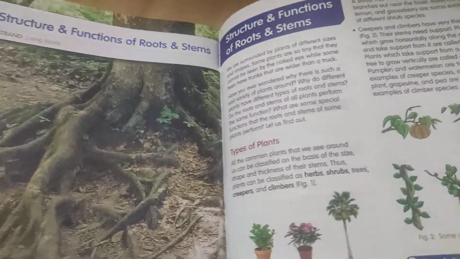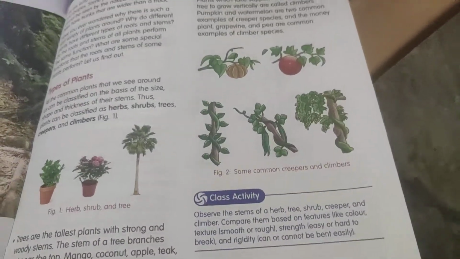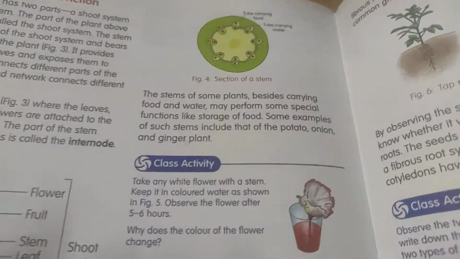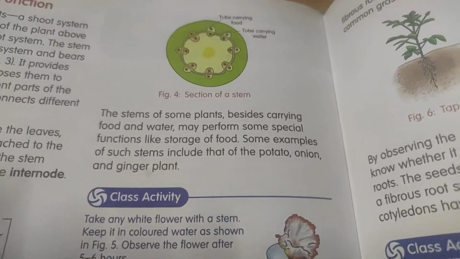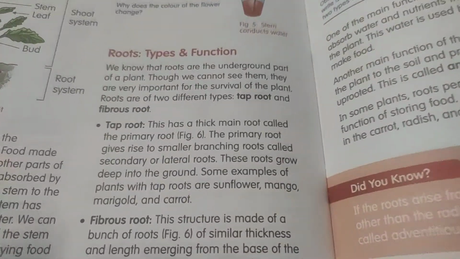So in the previous classes we have learnt about stems, what the different types are, the nature of the stem, the parts of the plant, and the components of the stem, what all is present inside the stem. Now it's time for us to know about roots.